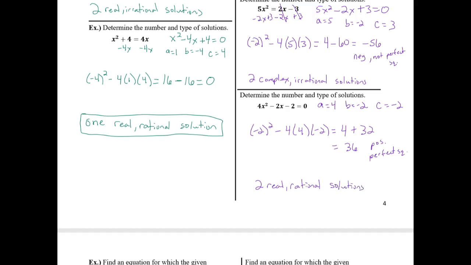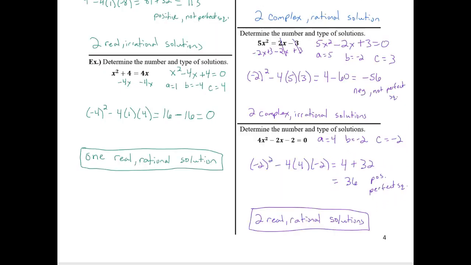The only time you get one solution is if it's 0. So positive means 2 real. Perfect square means it's rational. And there you have it.